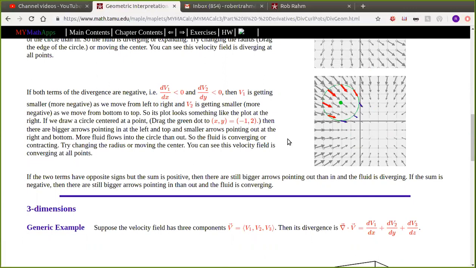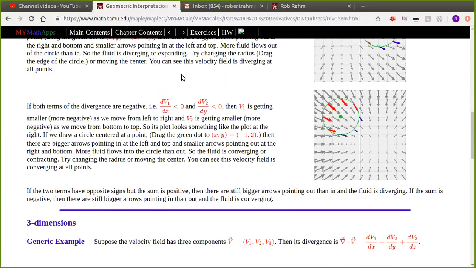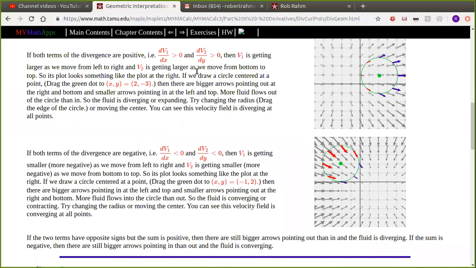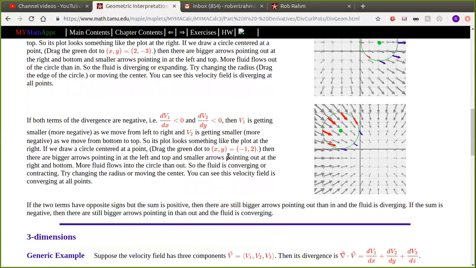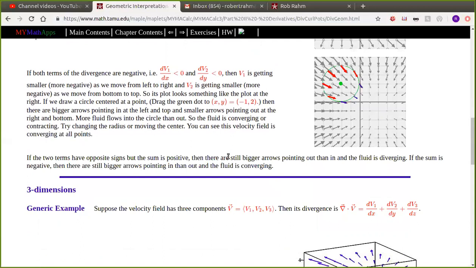Okay, so this is what happens if the two terms of the divergence are both positive, and the second example we looked at is what happens if both terms in the divergence are negative. Now, if the two terms have opposite signs but the sum is positive, then there's kind of an average thing going on: on average, there's more fluid flowing out than flowing in.